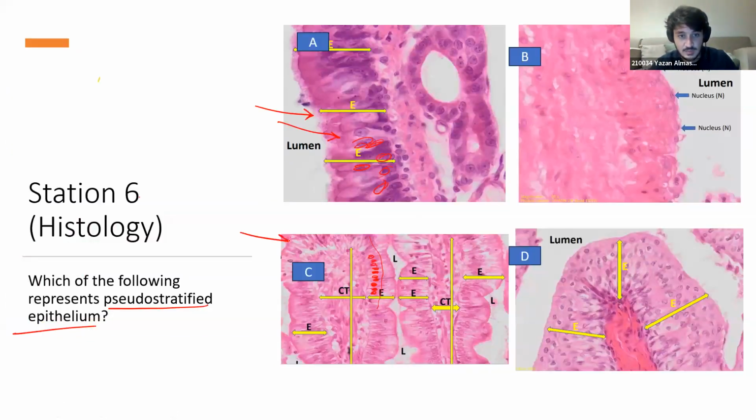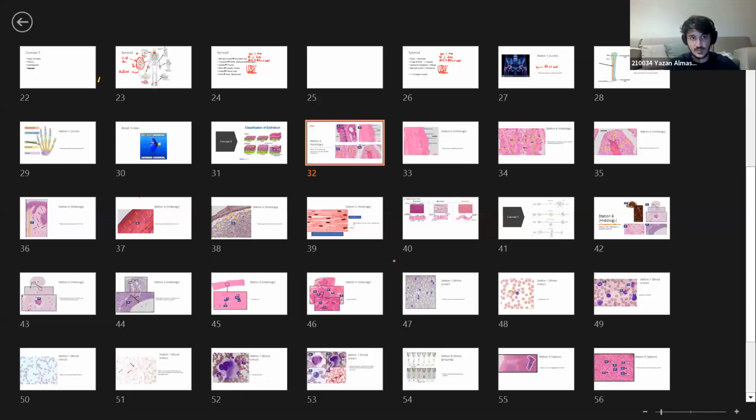Can someone tell me what's C? Simple columnar. Again, don't just say columnar. That's not an answer. They wouldn't accept it. Don't say columnar. Say simple columnar.